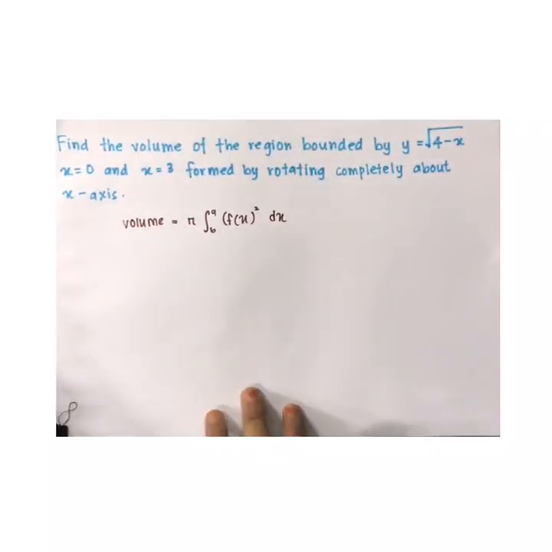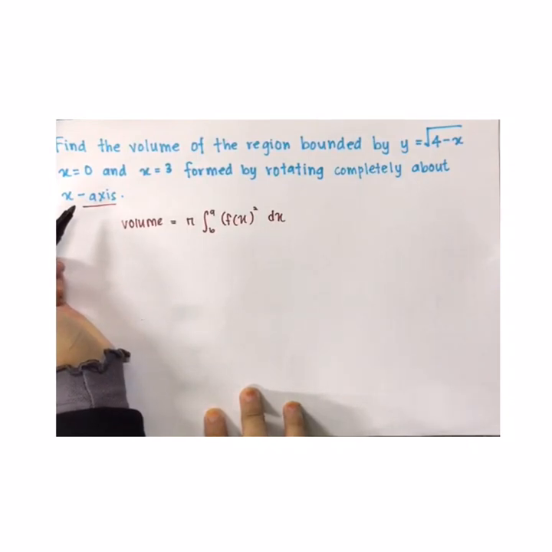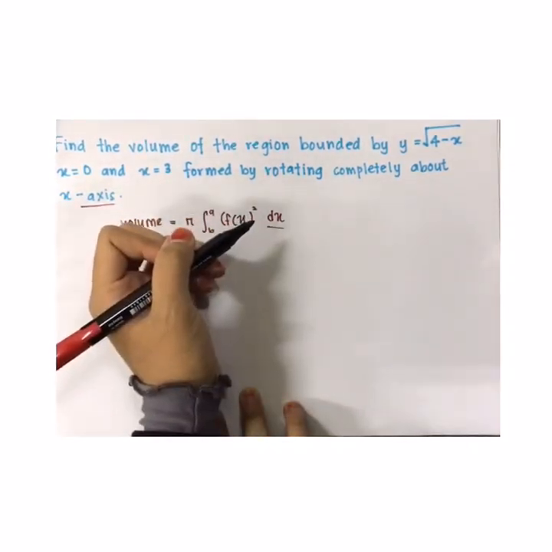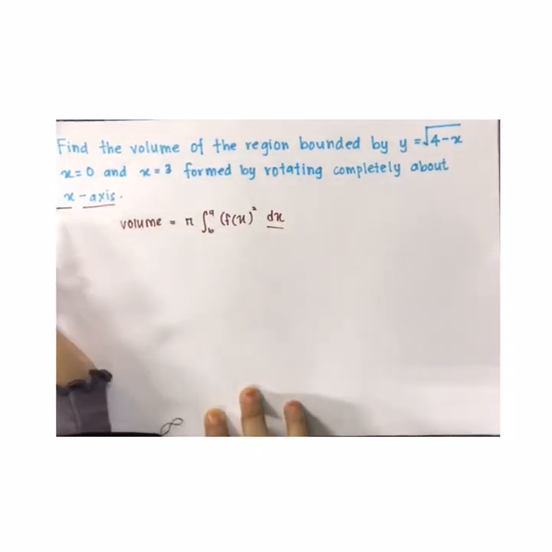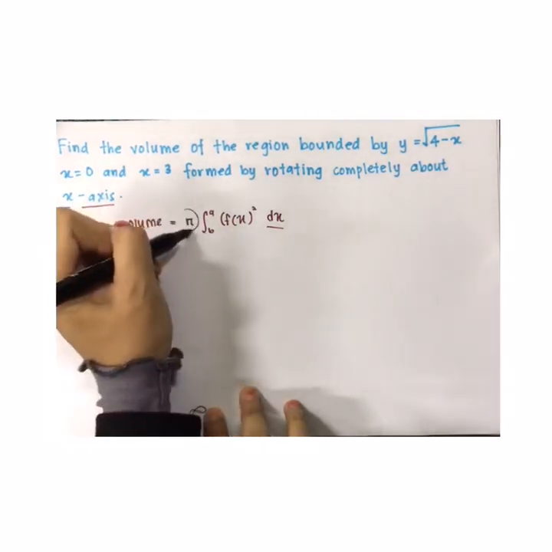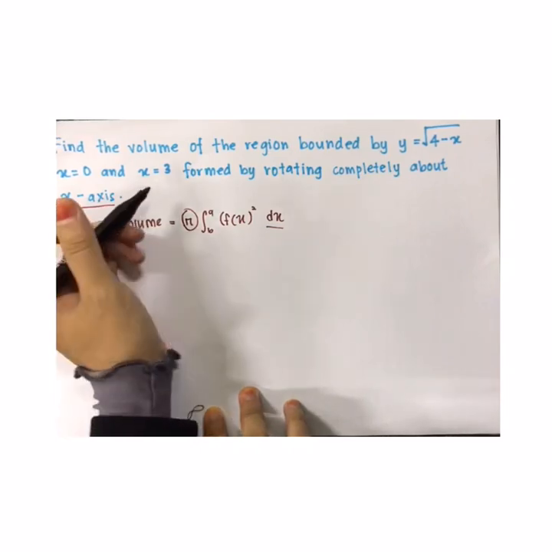The first thing we have to look at is the axis. After the integral, we use the x because the question given is the x axis. The axis shows whether we have to use the x or the y. Don't forget to put pi and put the integral to the power of square.